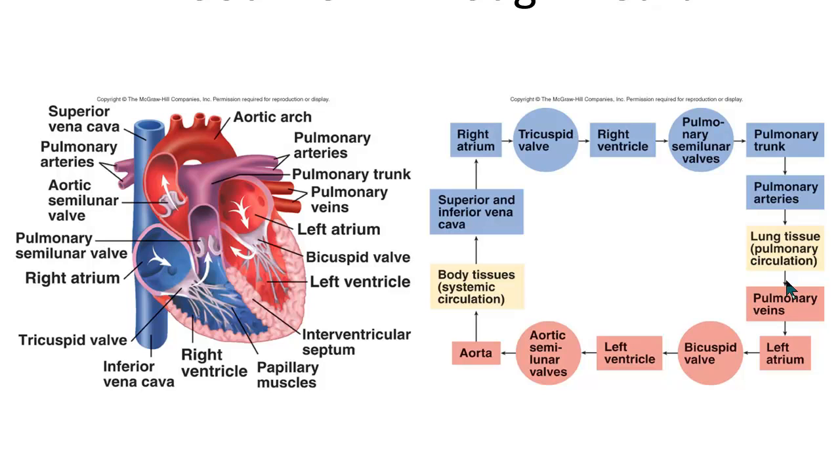So here is where that transition occurs from being deoxygenated in the pulmonary artery, going to the lungs, picking up oxygen, and then traveling to the pulmonary veins. So here we can see the pulmonary veins. There's 4 of them, 2 coming from each lung, and all 4 of them lead to the left side of the heart. They lead to the left atrium.